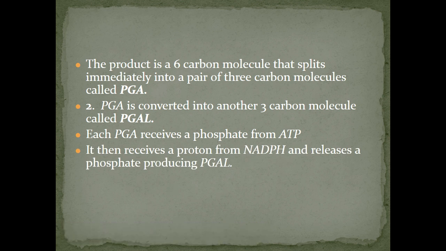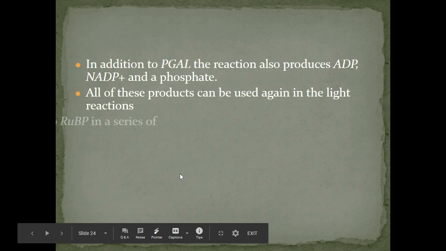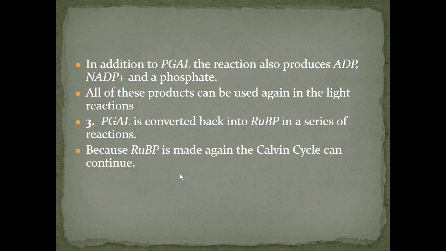It receives a proton from your NADPH and releases a phosphate, producing PGAL. So in addition to the PGAL, the reaction also produces ADP and, of course, your phosphate and NADP+. All these products can be used again in the next light reactions. So this is how a plant uses carbon dioxide to continue photosynthesis.